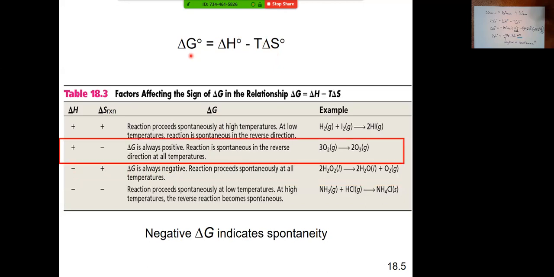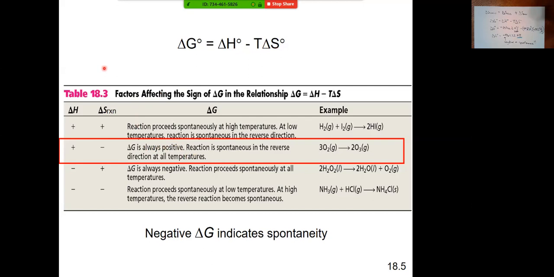The other always condition is this one, a reaction that's endothermic and a delta S reaction that is becoming more ordered. The products are more ordered than the reactants. Positive plus another positive, positive minus a negative. Yeah, that's going to be always a positive value for delta G.